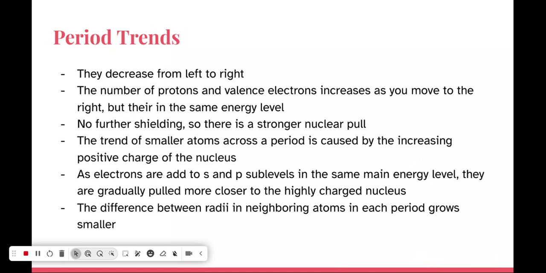The trend of smaller atoms across a period is caused by the increasing positive charge of the nucleus. And as electrons are added to the s and p sublevels in the main energy level group, they are gradually pulled closer to the highly charged nucleus. The difference between radii of neighboring atoms in each period grows smaller. For example, potassium and calcium are in the same period, but calcium would have a smaller atomic radius than potassium because it is closer to the right.